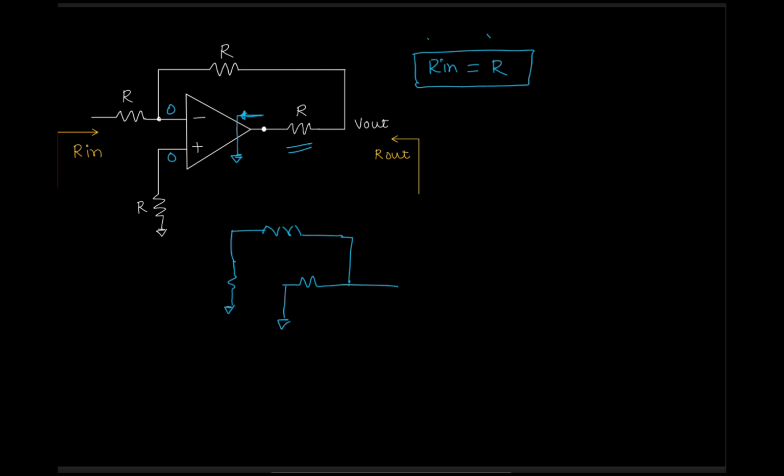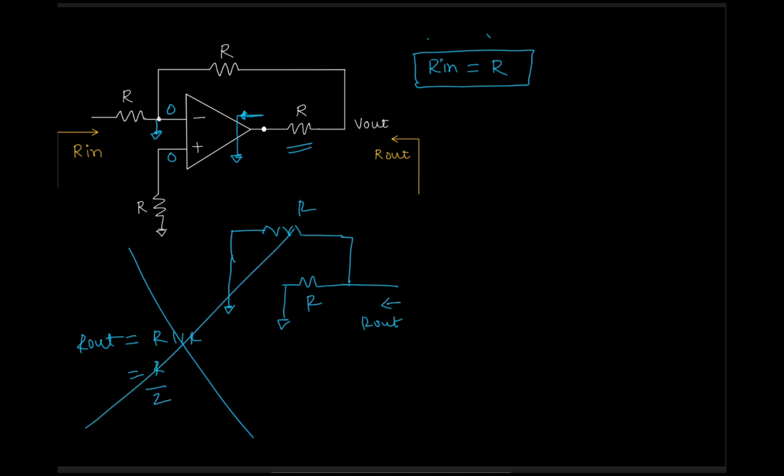And this is ground. So if you calculate the R out from here, you will see this is R, this is R, and this is also ground, sorry, because this is ground, right? So this is also ground. So what you have, R is equal to R in parallel with R, you get R by 2. But this is wrong. This is wrong answer.